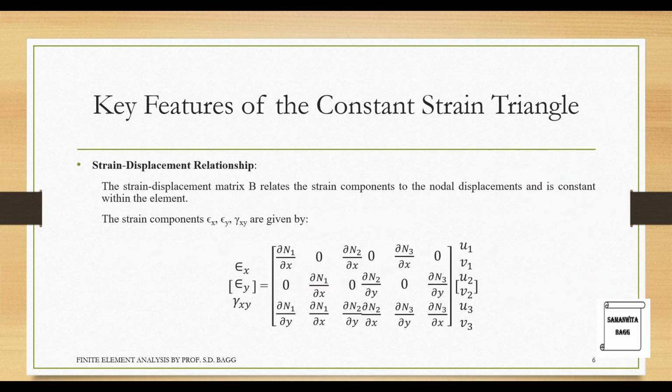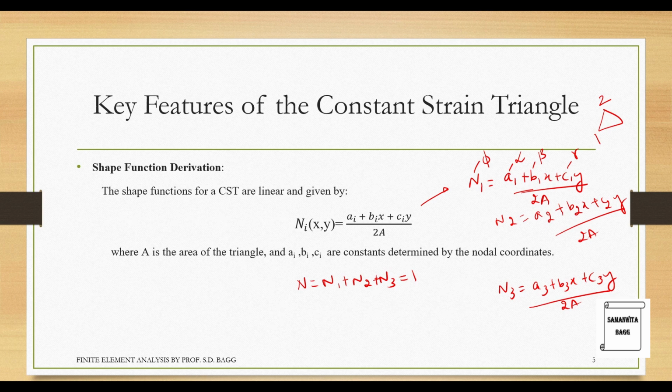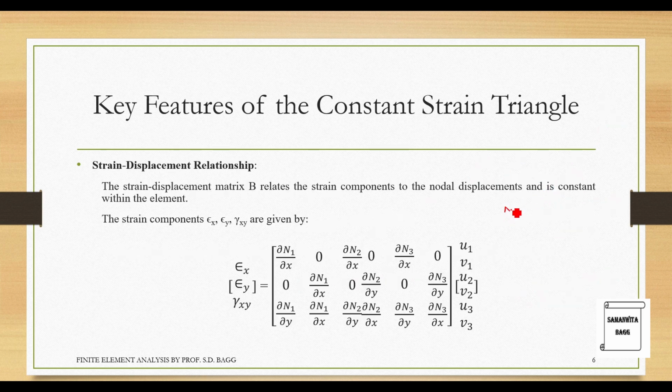Next, the strain displacement matrix B relates the strain components to the nodal displacement and is constant within the element. The strain components epsilon x, epsilon y, and gamma xy are given by epsilon x, epsilon y, and gamma xy is equal to dou N1 upon dou x. So what we have done over here is we have calculated the derivative of N1. I showed you N1 is equal to a1 plus b1x plus c1y upon 2A.